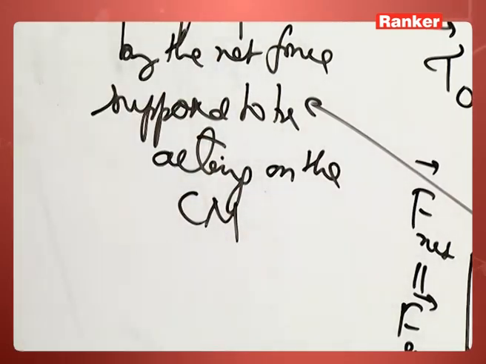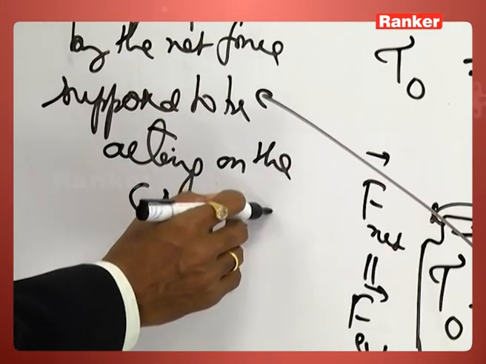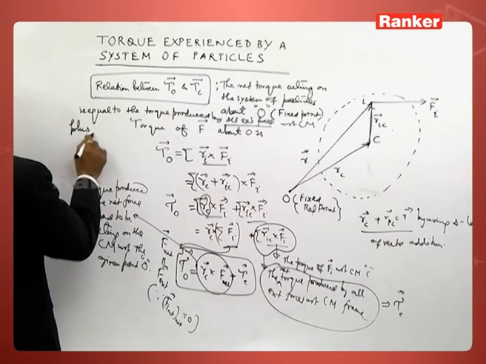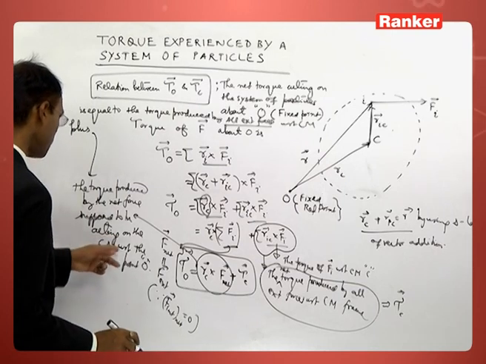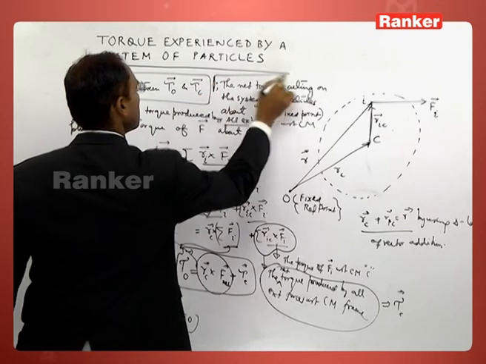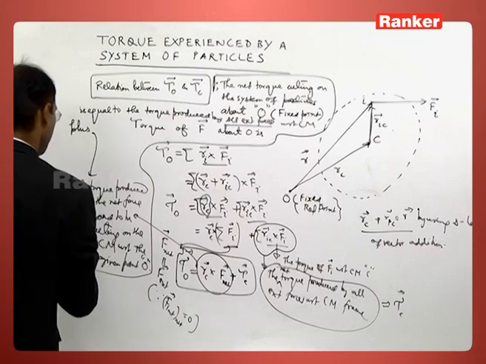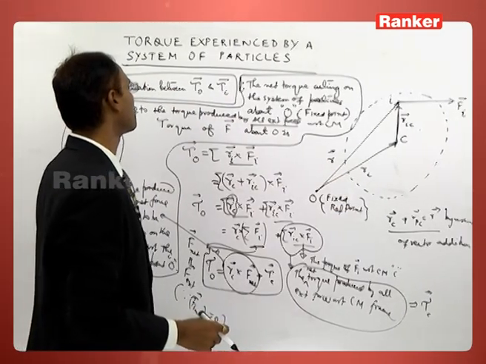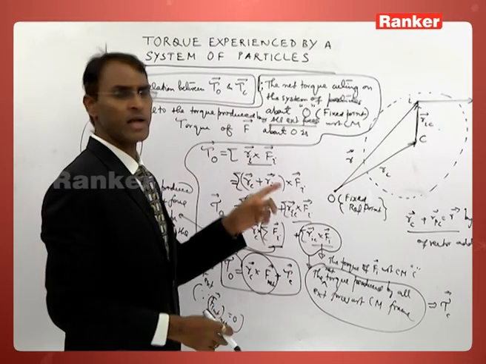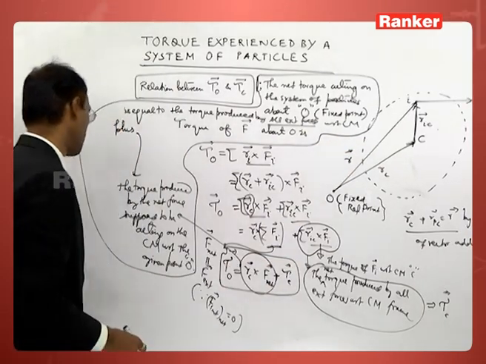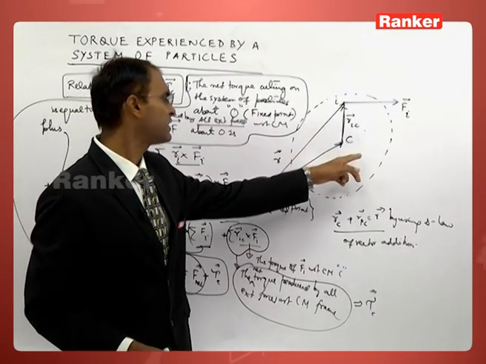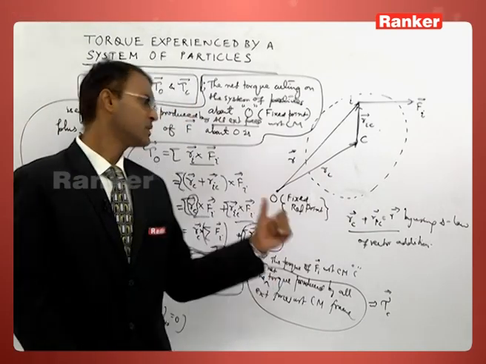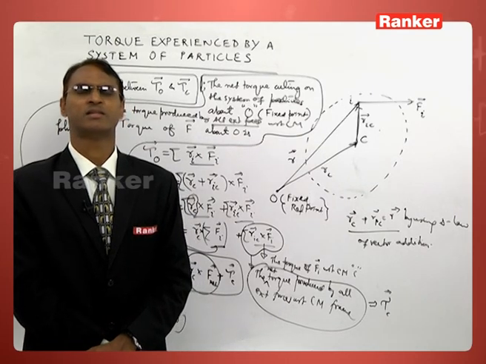On the center of mass with respect to the given point O, plus the torque produced by the net force supposed to be acting on the center of mass with respect to the given point. So this is a theorem which states that the net torque acting on a system of particles about any fixed reference point is equal to the net torque acting with respect to center of mass frame, plus the torque produced by the net force which is supposed to be acting at the center of mass, determined with respect to the fixed reference point. Using this idea or this particular theorem will form the basis of dynamics of a rigid body.